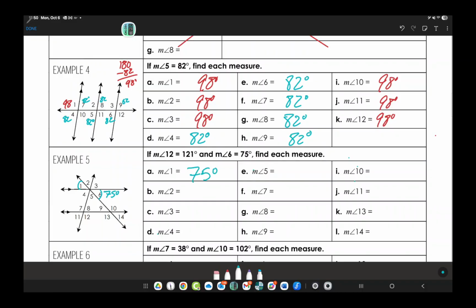I also know that 14 is corresponding to angle 6. So 14 must also be 75 degrees. And what's vertical to 14? 9. So that must also be 75 degrees. So let me write these in here so I know these are 75.